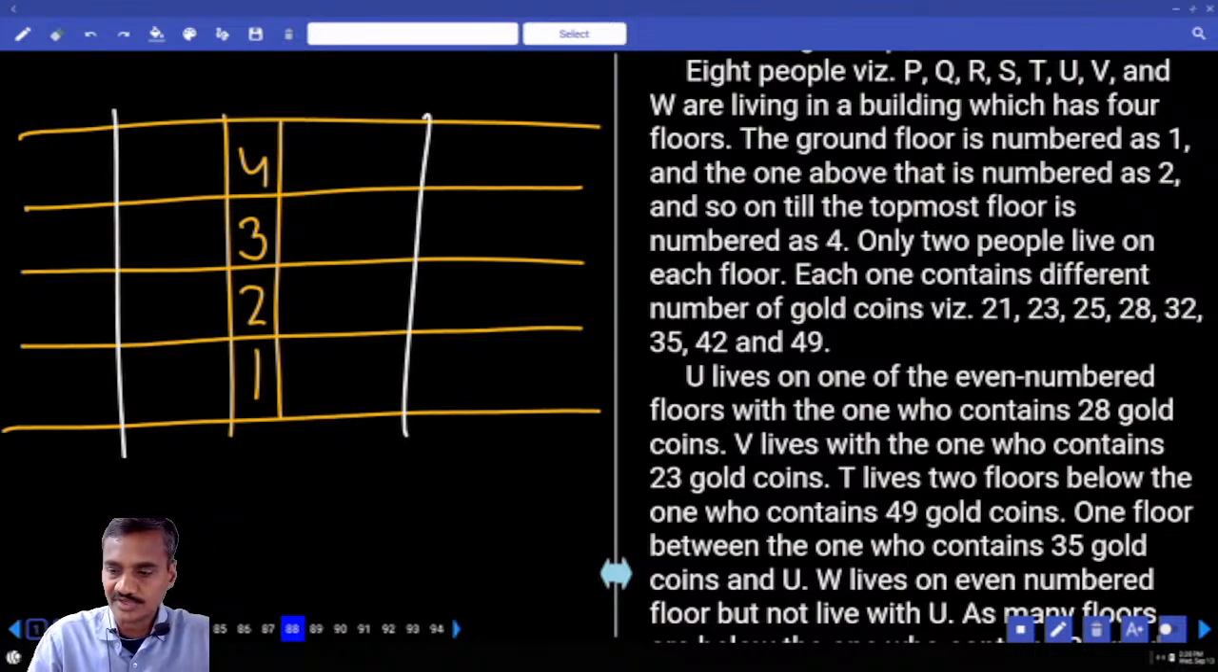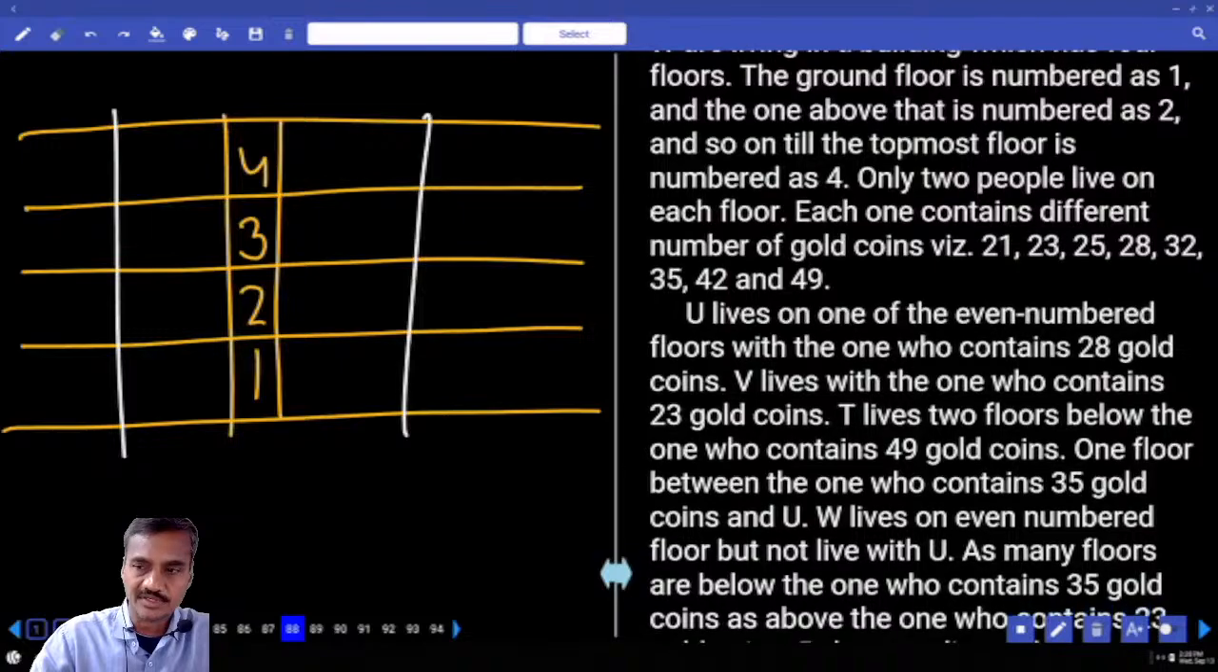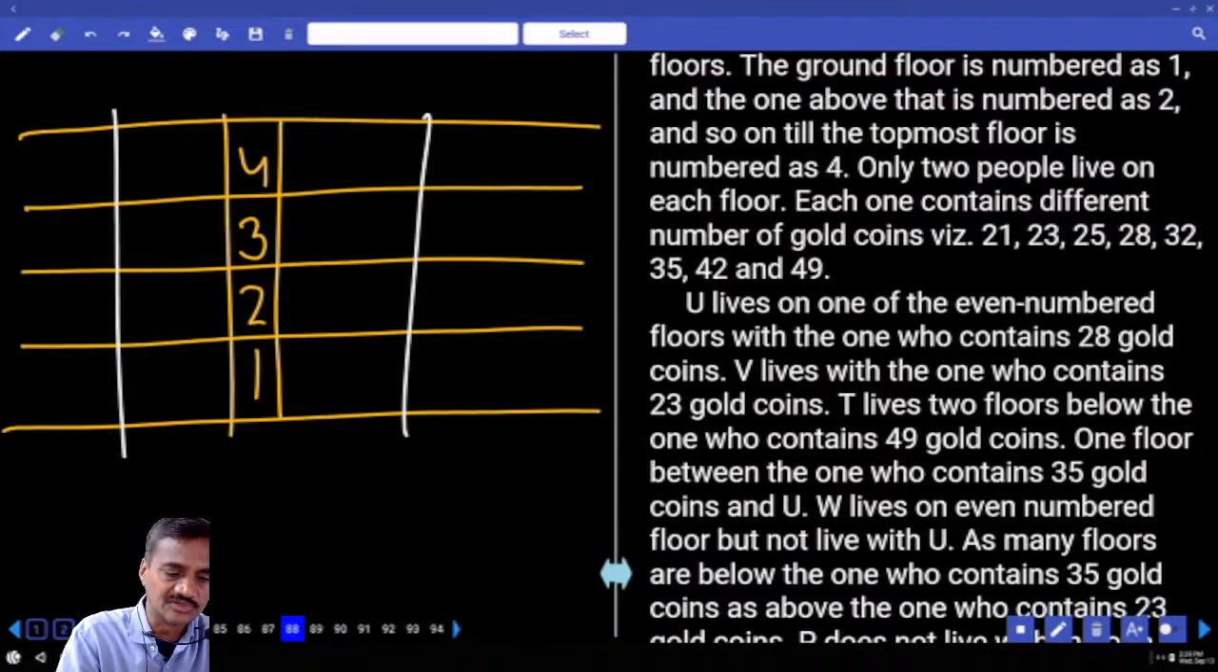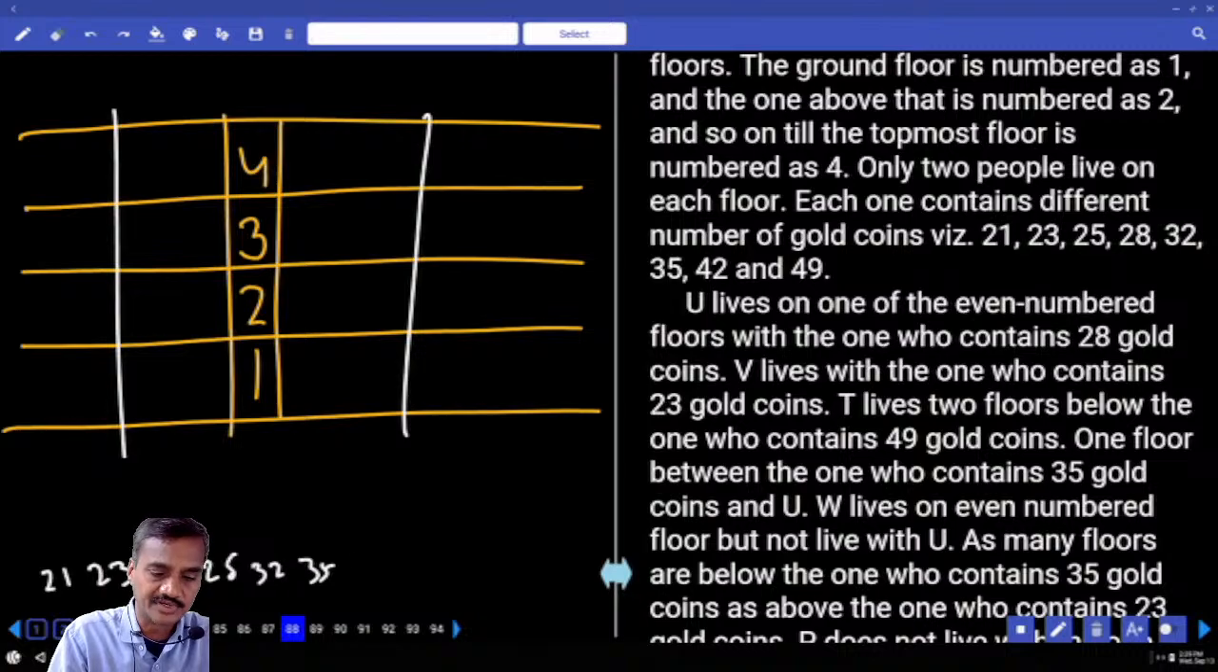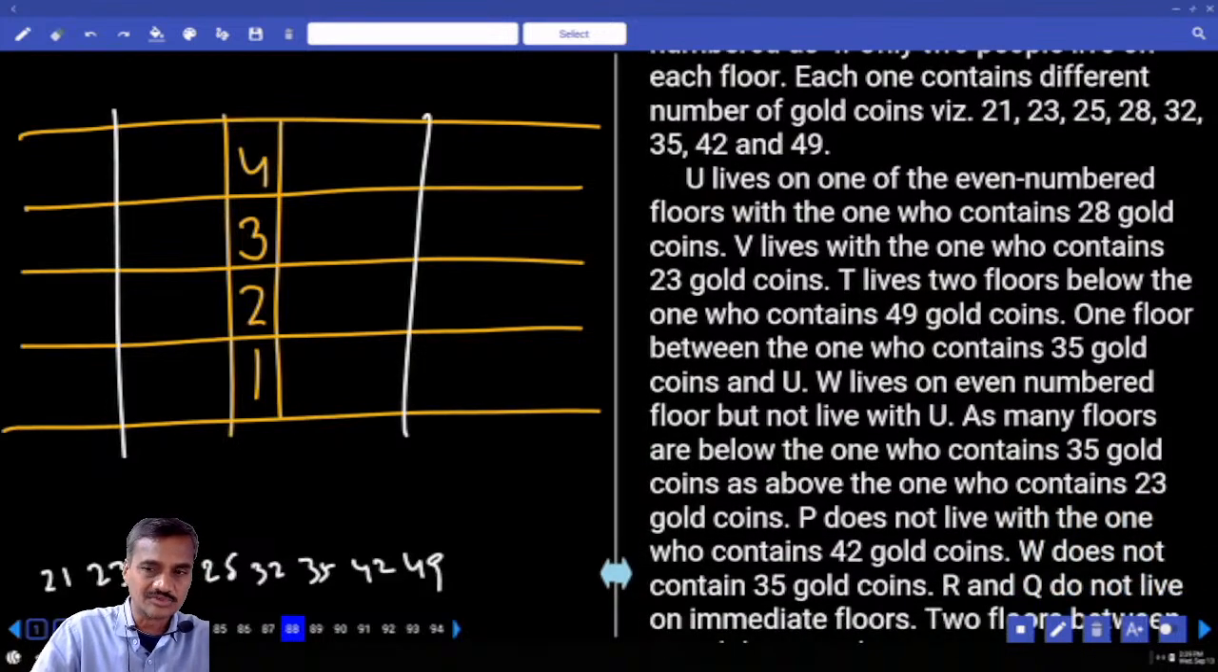Then U lives on one of the even number floors. Now we have gold coins as well. What are the coins we have? 21, 23, 25, 28, 32, 35, 42 and 49. And they are having different gold coins as well. U lives on an even number floor and with the one who contains 28.